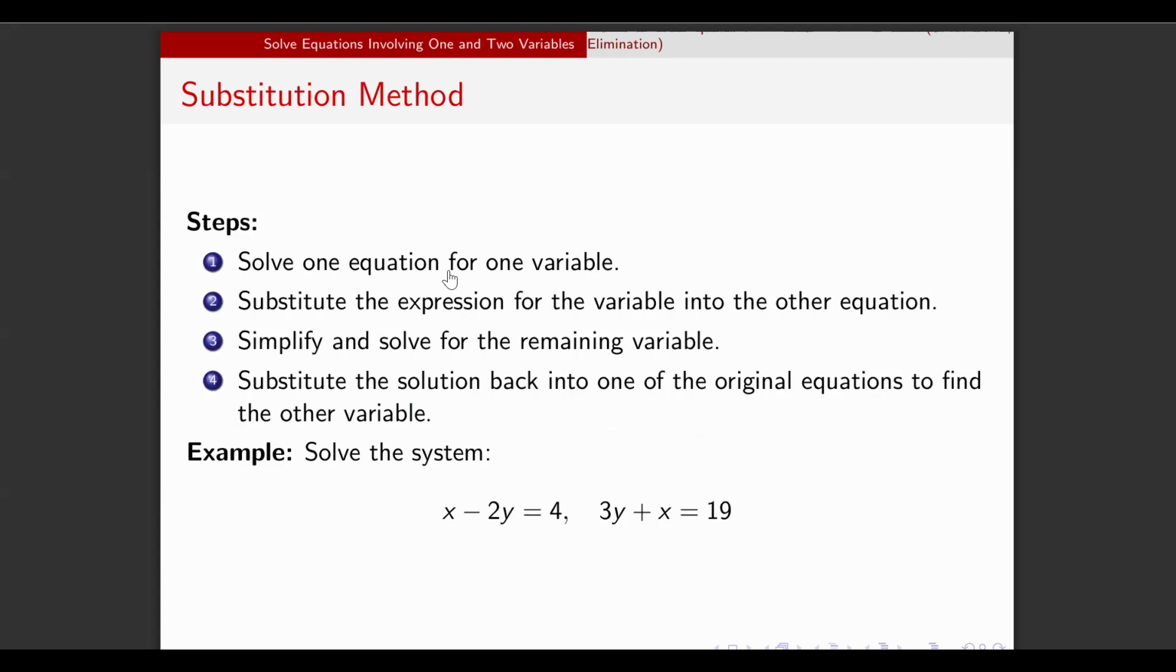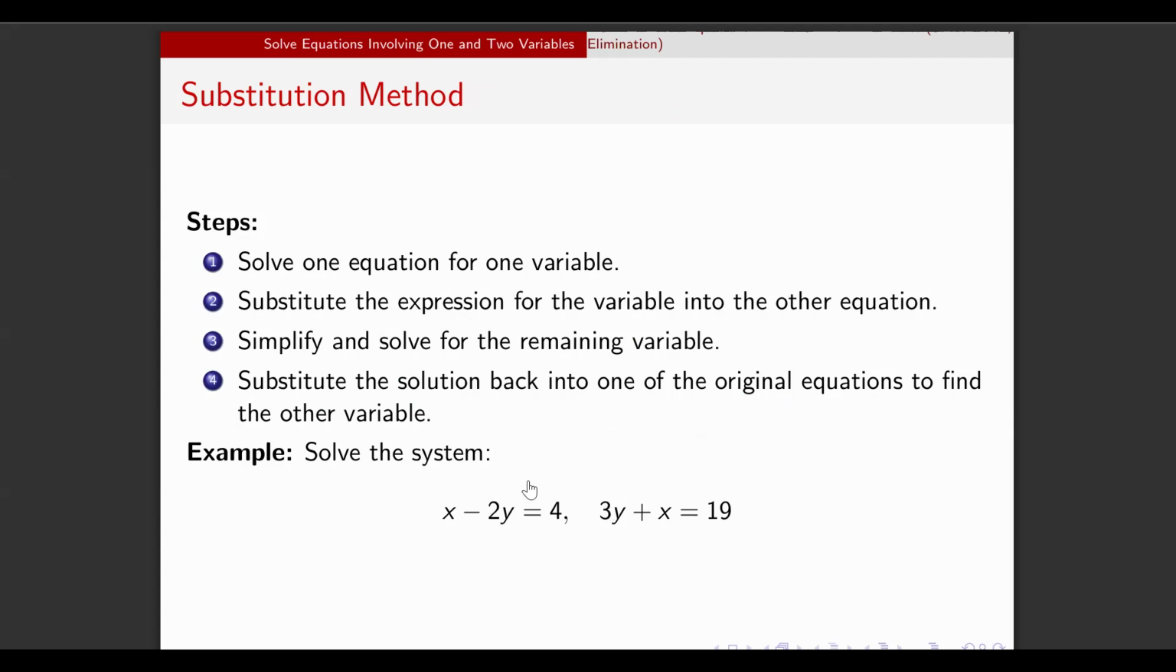So for substitution, you solve one equation for one variable. Then you substitute the expression for the variable in the other equation. Simplify and solve for the remaining variable. And then you substitute the solution back into one of the original equations to find the other variable.